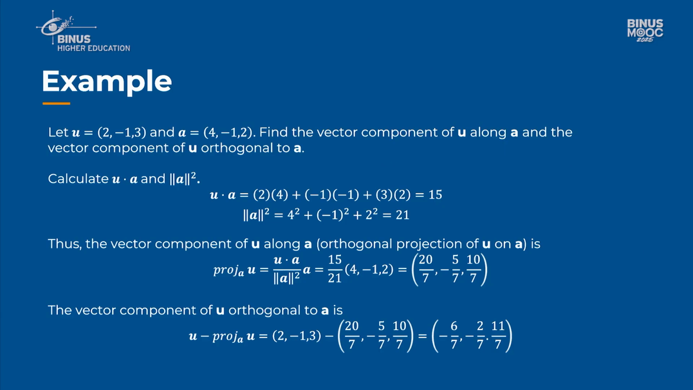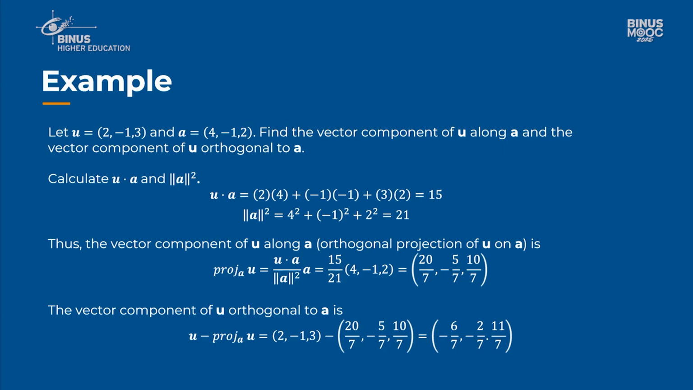The first step is we calculate u dot a and the length of a squared. u dot a is calculated as 2 times 4 plus -1 times -1 plus 3 times 2, which equals 15. And the length of a squared equals 4 squared plus (-1) squared plus 2 squared, which equals 21.